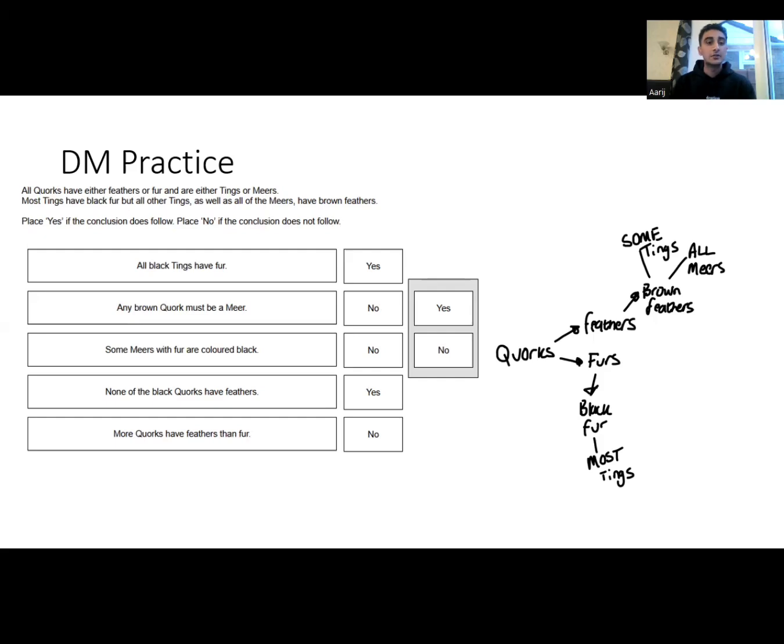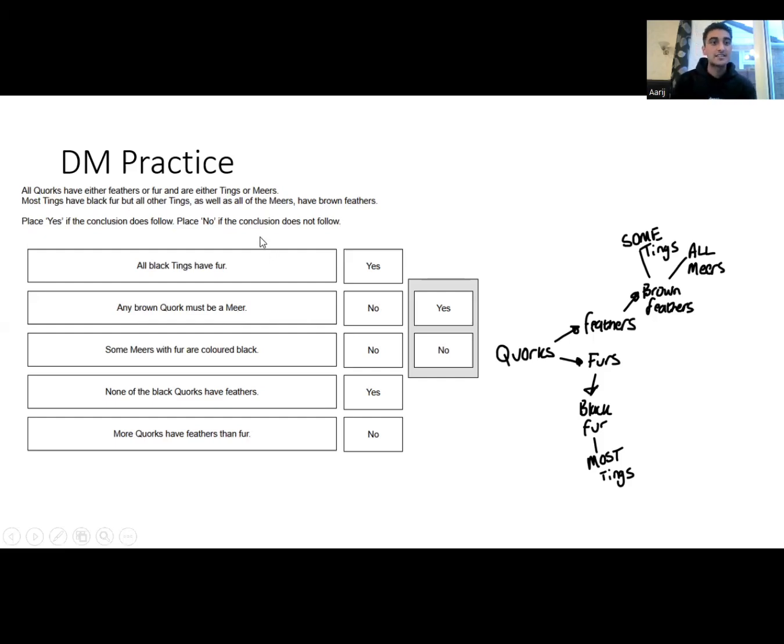Okay, so dealing with the first statement, it says all black things have fur. If you have a look, it says that most things have black fur and those which are not black have brown feathers. So therefore, we can assume that all black things have fur. Again, if you look at this, you can follow it along, that black fur with things. That is the way to do it.